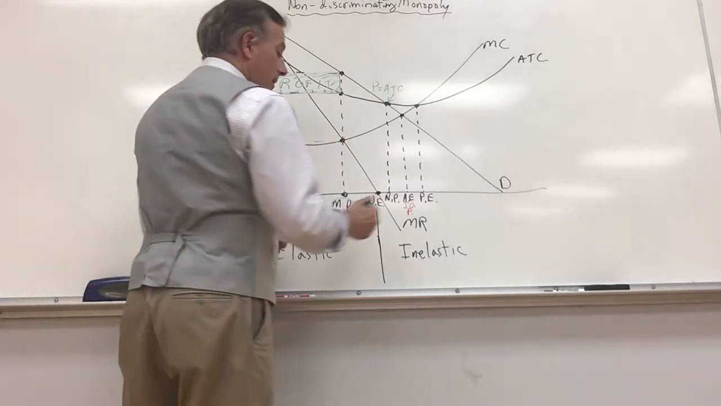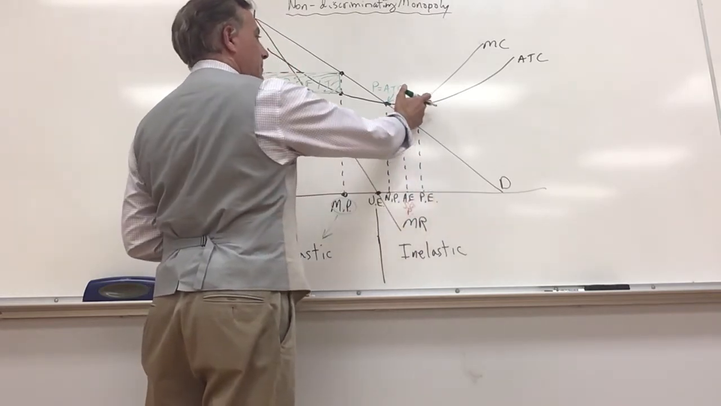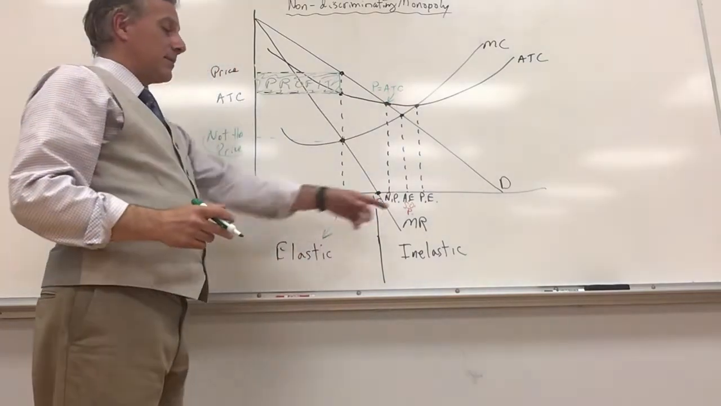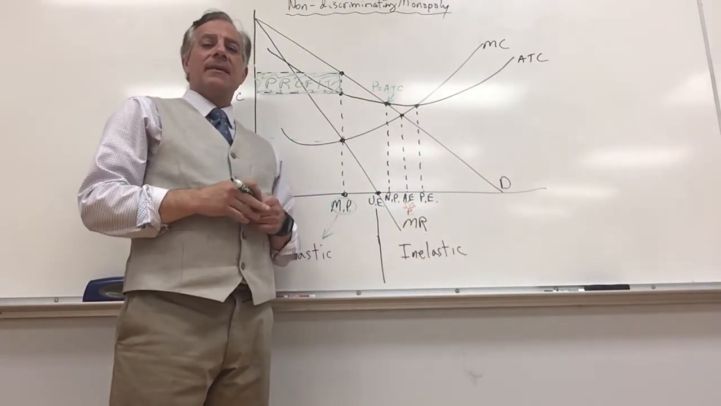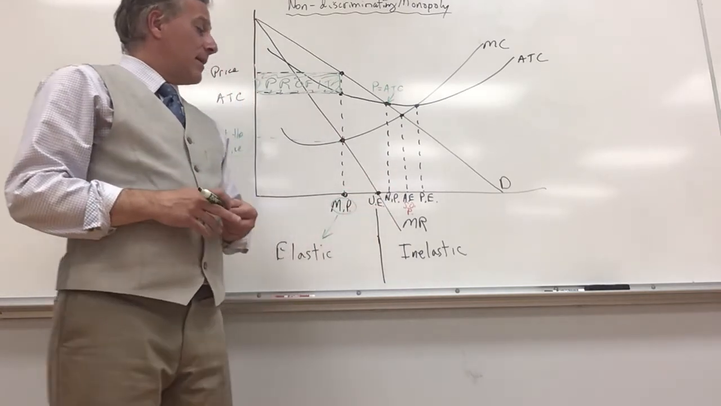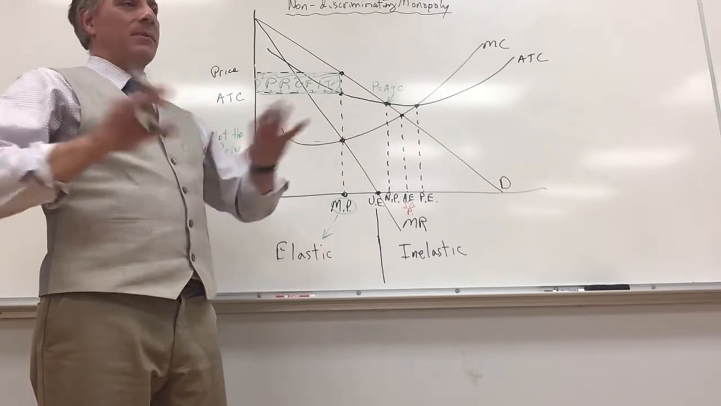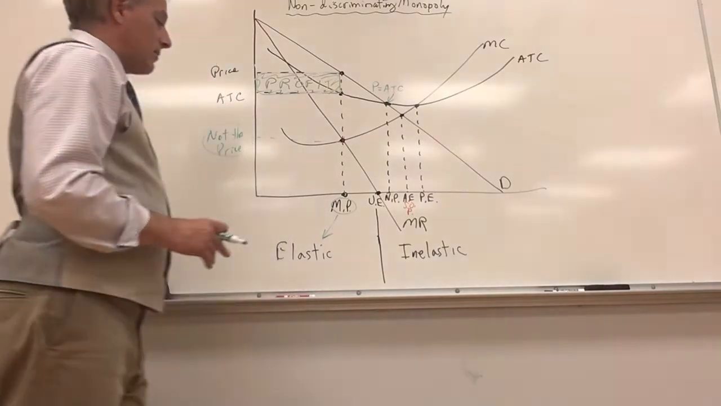All right, and then the last one, and it's not always the last one, but here where MC hits ATC at its lowest point, that's the productively efficient point. Okay, somebody asked, quite justifiably so, is there excess capacity in a monopoly? Yes, there is, but we're not going to worry about it because AP doesn't really worry too much about it.